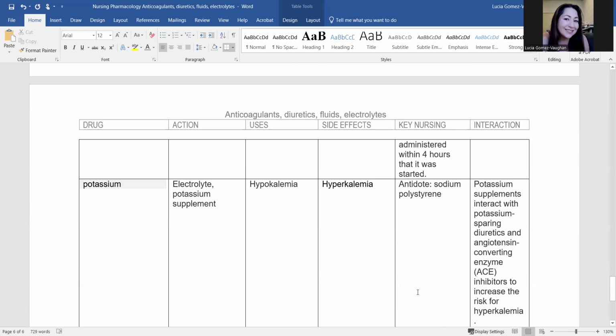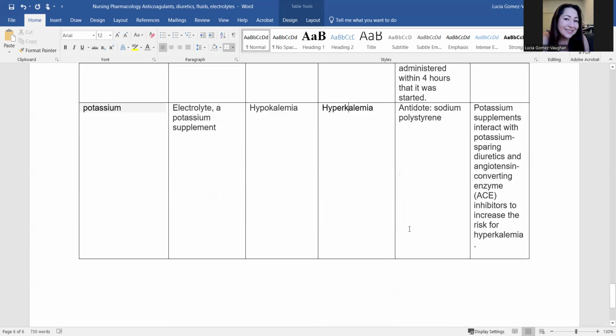Potassium is an electrolyte. It's a potassium supplement and it's given for hypokalemia, and its side effect is hyperkalemia. And the antidote is sodium polystyrene. Interactions are potassium supplements, potassium sparing diuretics, and ACE inhibitors, which can increase the risk for hyperkalemia.